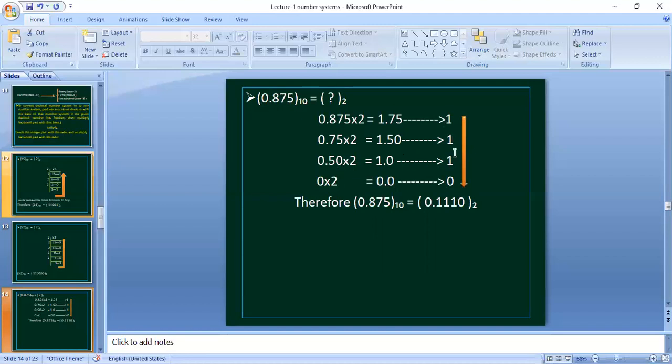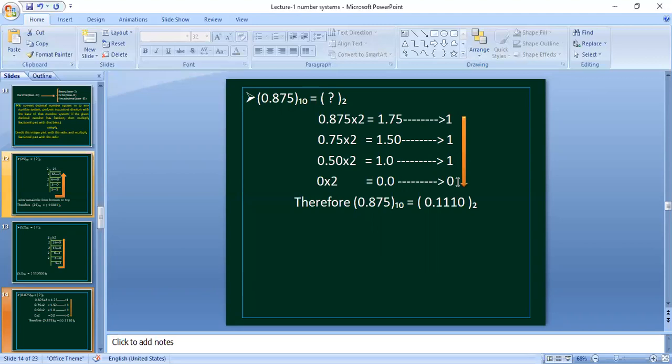Actually this successive multiplication procedure is repeated until the fractional part of the product is 0, or till the desired accuracy is obtained. Here the fractional part of the product is 0. Here also we need to consider the result from top to bottom. So that is 1110. So 0.1110 is the equivalent binary representation for the given decimal number.